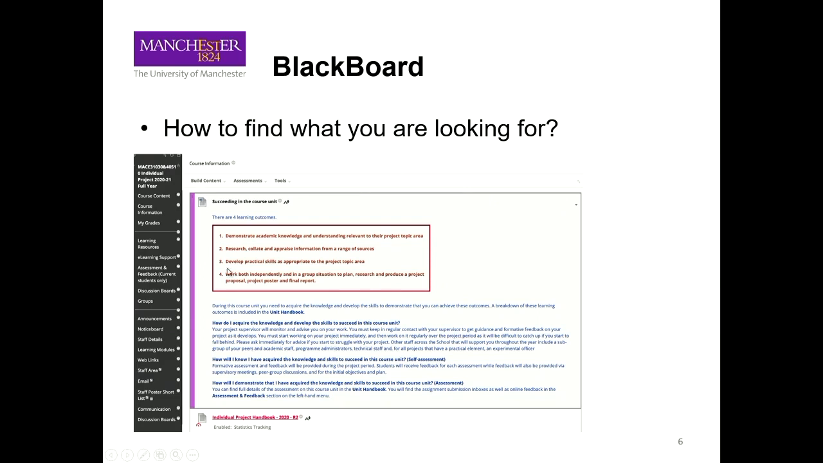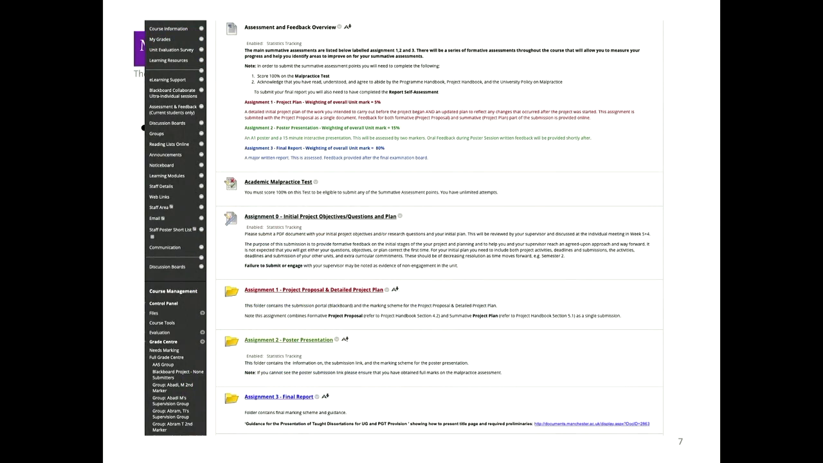And then the assessment. If you look at the tab on the left-hand side, assessment and feedback, that is the other most important bit of Blackboard you need to look at. This is where you will need to submit all your assignments. It's a coursework unit, and this is where you submit. Some of these links will not open until you submit another assignment. So you need to check the prior assignments, like the malpractice quiz, otherwise you will not be able to submit your final report.